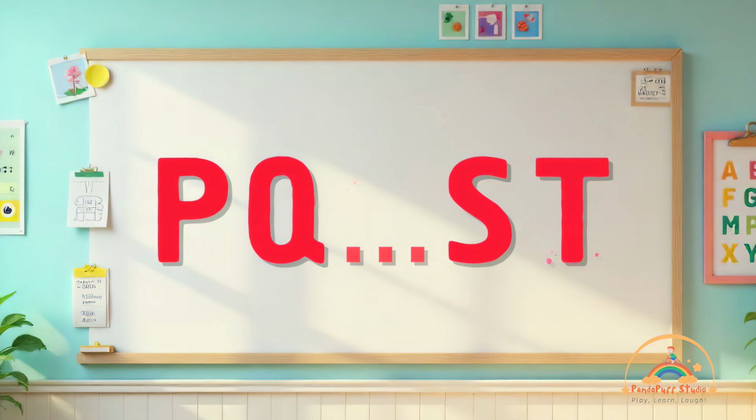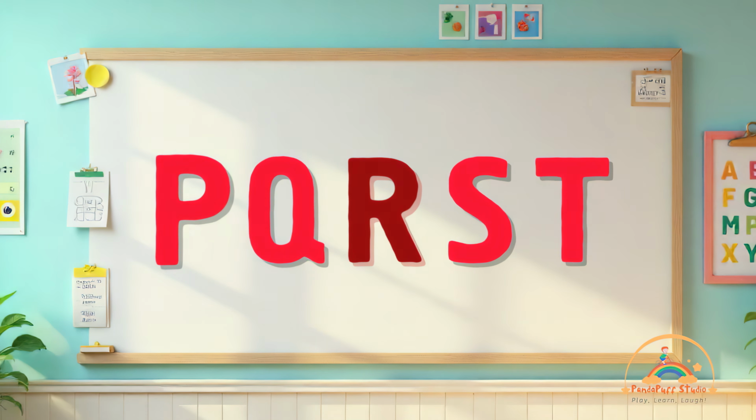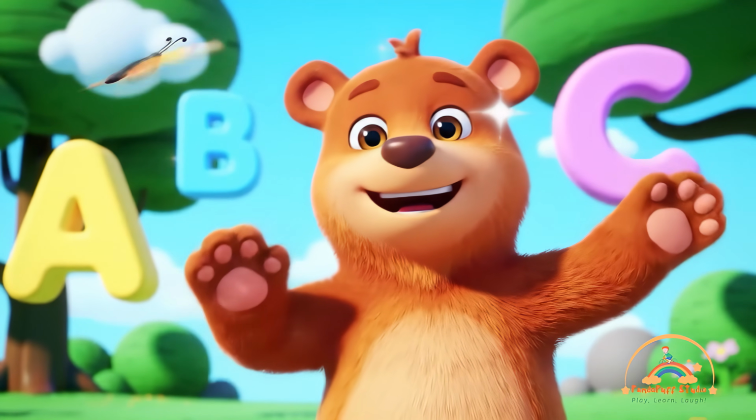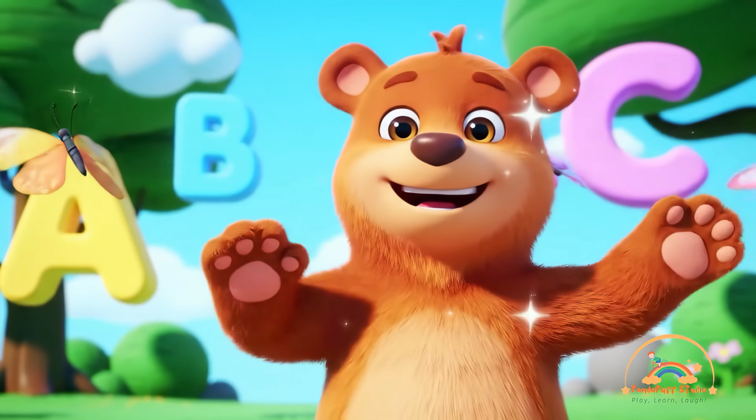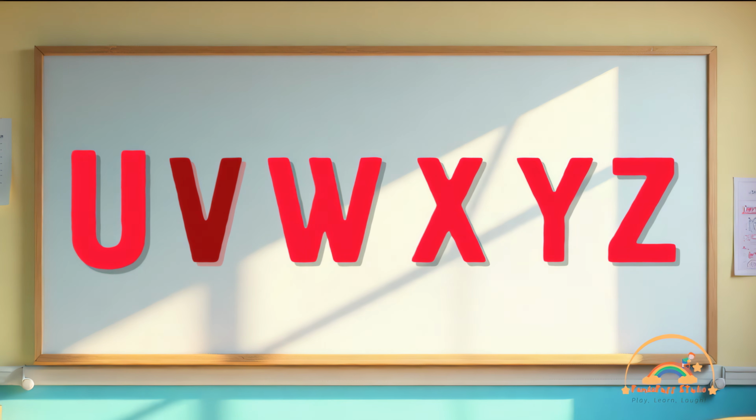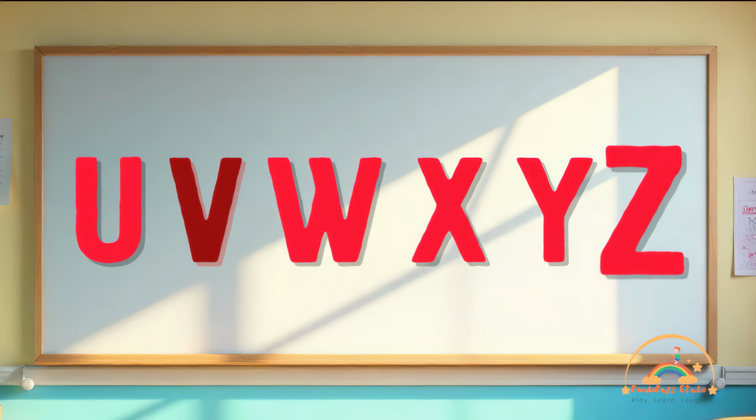This one's fast. Which letter comes between Q and S? Yes, it's R. P, Q, R, S, T. Oh, we're almost at the end of the alphabet. Which letter comes after U? That's right, V. U, V, W, X, Y, Z.